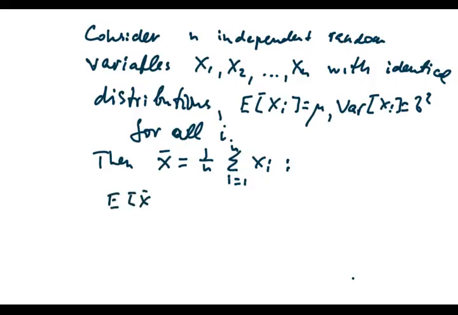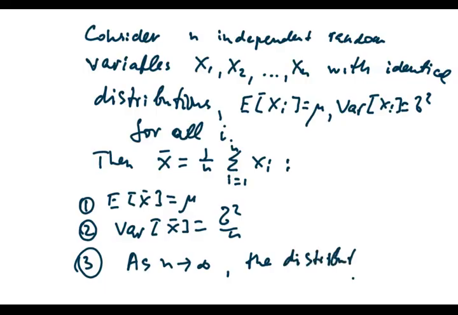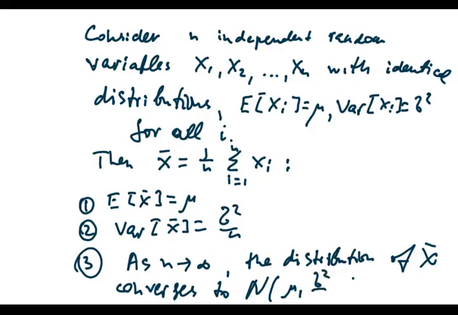Expectation of x bar equals mu. This is the first property. Second property, variance of x bar will be equal to sigma squared divided by n. And third property, as n tends to infinity, the distribution of x bar converges to normal distribution with mean mu and variance sigma squared over n.